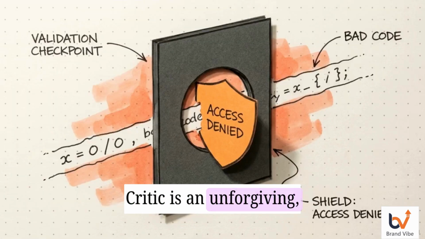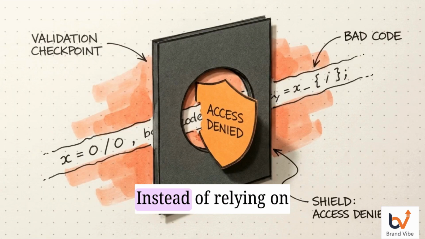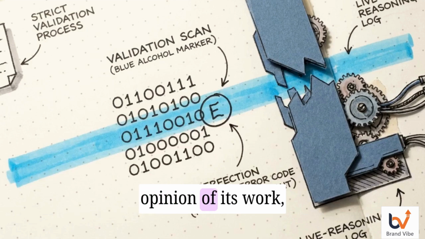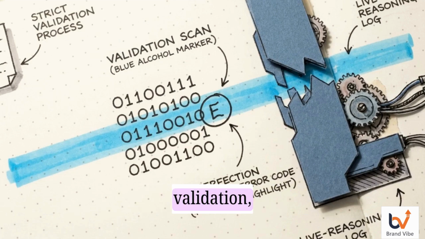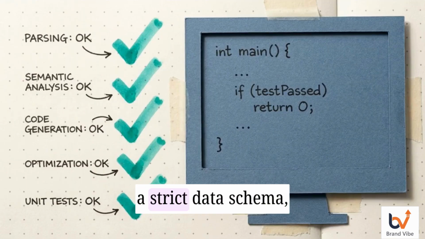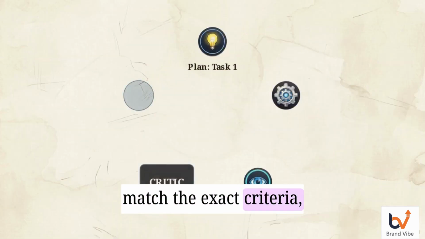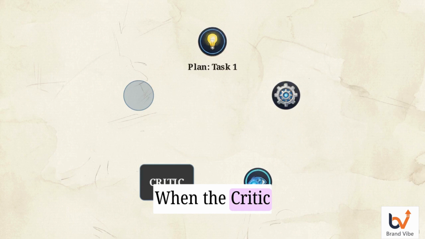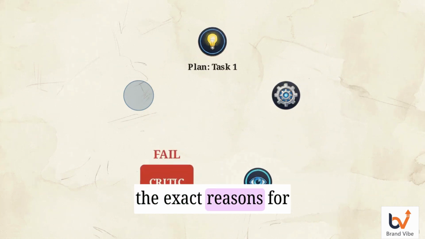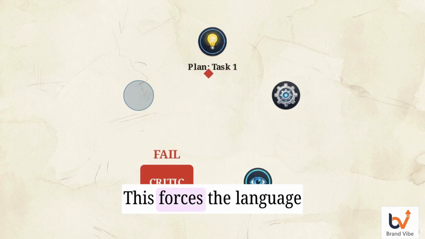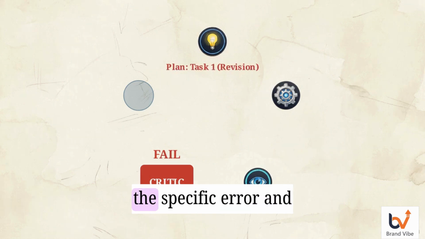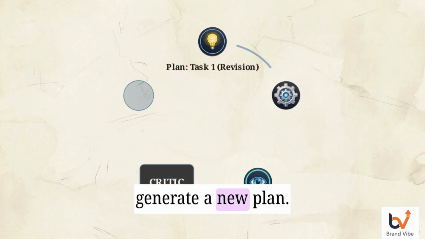The critic is an unforgiving, deterministic gate. Instead of relying on the AI's opinion of its work, the critic uses hard validation, like a compiler test, a strict data schema, or a linter. If the output doesn't match the exact criteria, it fails. When the critic fails the output, the exact reasons for that failure are extracted and fed backward into the planner. This forces the language model to acknowledge the specific error and generate a new plan.